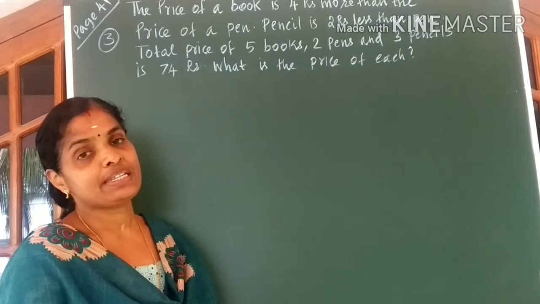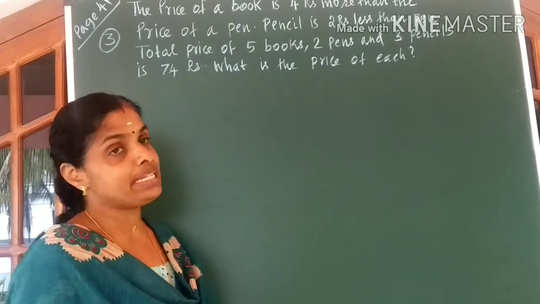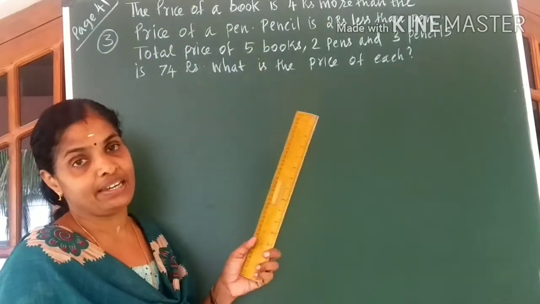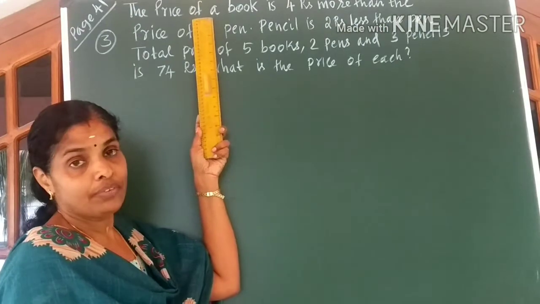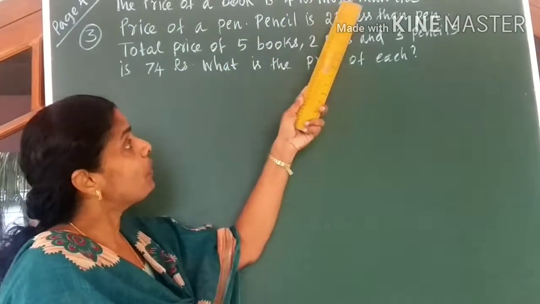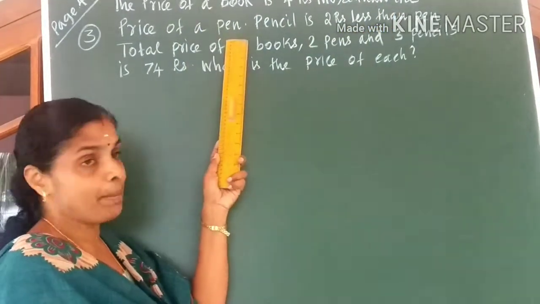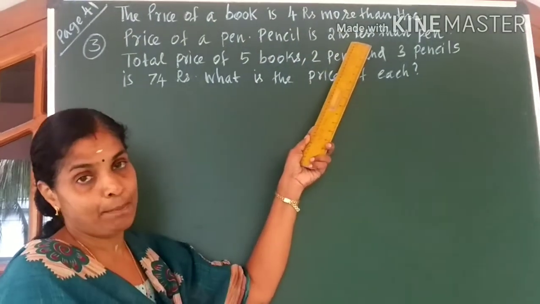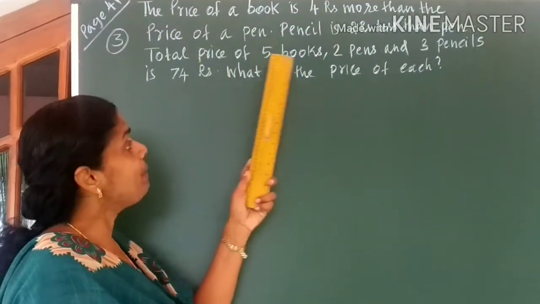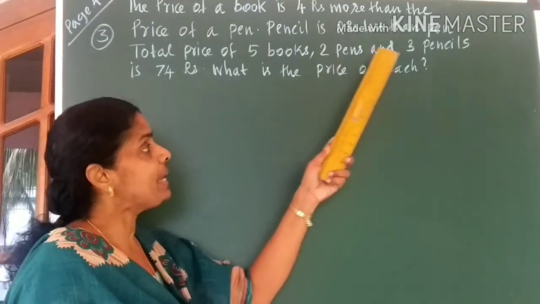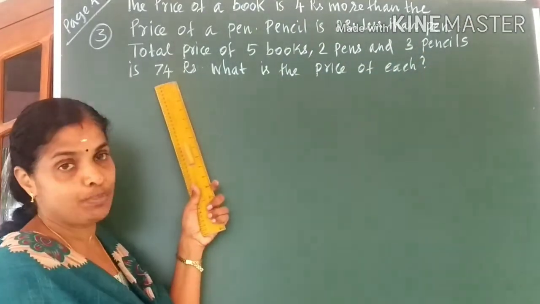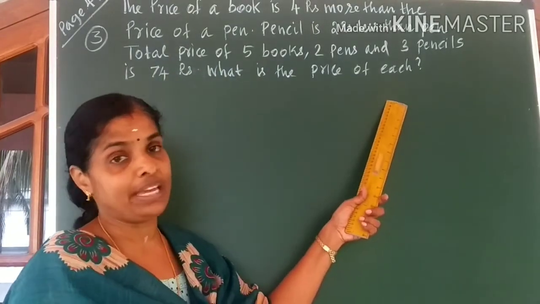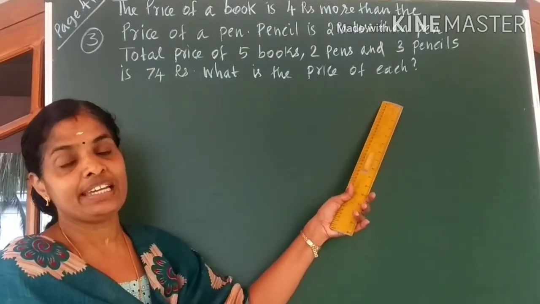Today I am discussing problems in page number 41. Come to the third question. The price of a book is 4 rupees more than the price of a pen. Cost of a pencil is 2 rupees less than a pen. Total price of 5 books, 2 pens and 3 pencils is given to be 74. The question is, we have to find the price of each. Is the question clear, children?